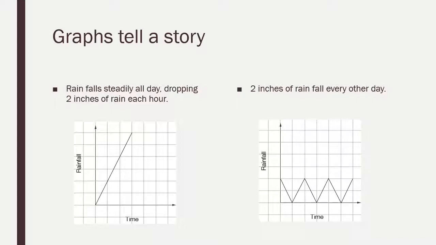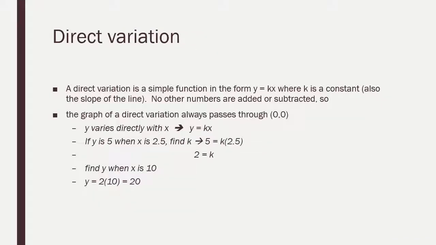However, if you were told that 2 inches of rain fall every other day, you're going to have 2 inches falling on day 1, none on the next, 2 on the next, none on the next, and so it would be vacillating back and forth. Both represent a function, but they tell a different story.